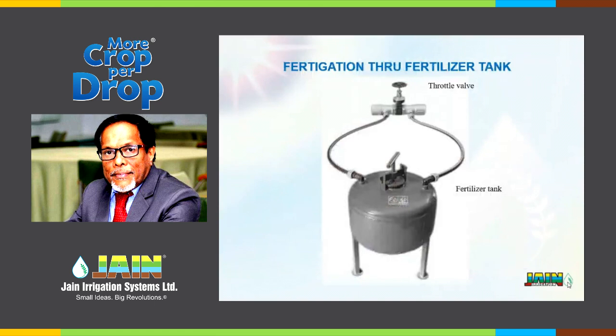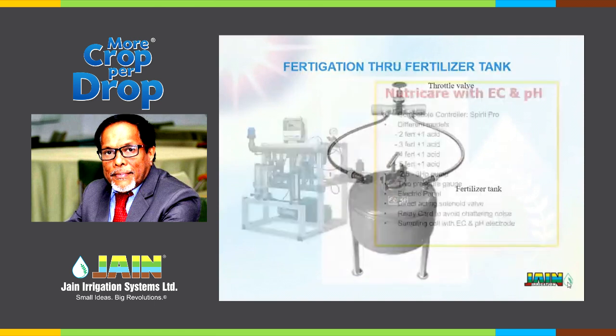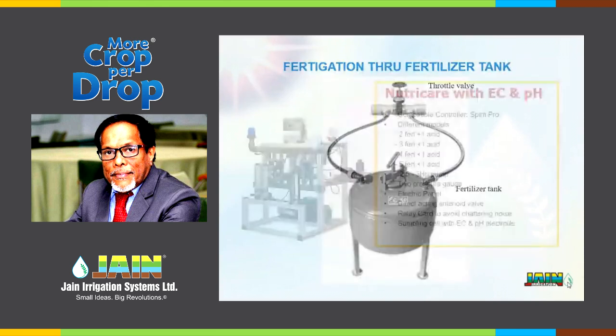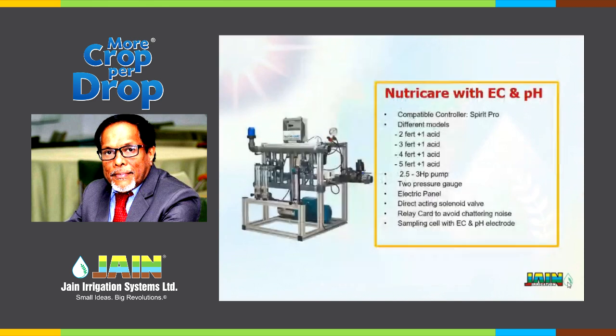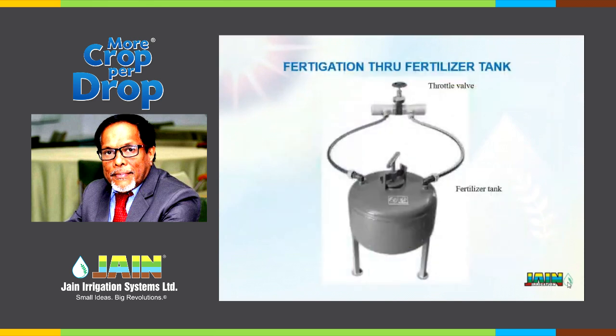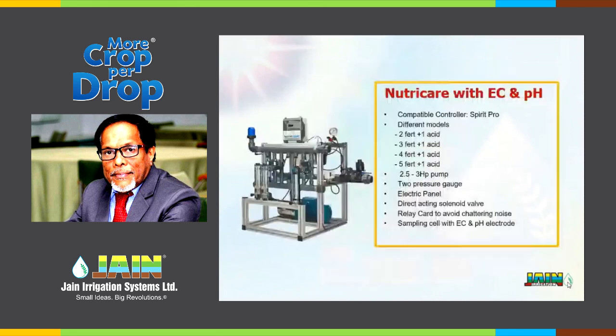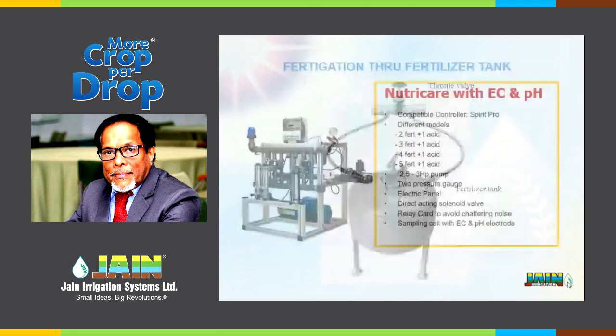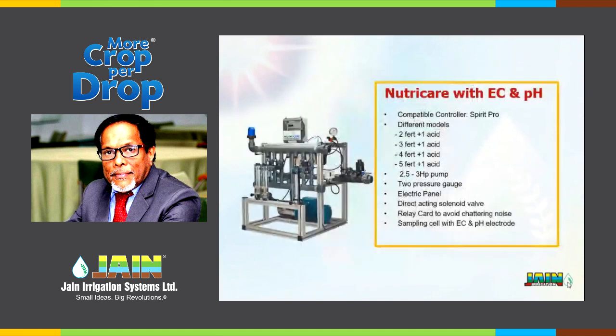Then we have the fertilizer tank here. You prepare a solution and put it in the tank, and when you work with the throttle valve, water will come from the main line to the tank, carry the fertilizer-containing water and go back to the system through the outlet. So fertilizer slowly moves with the water. These are the two systems you commonly see in all farmers' fields in India.